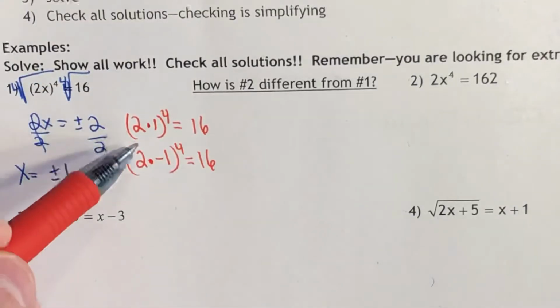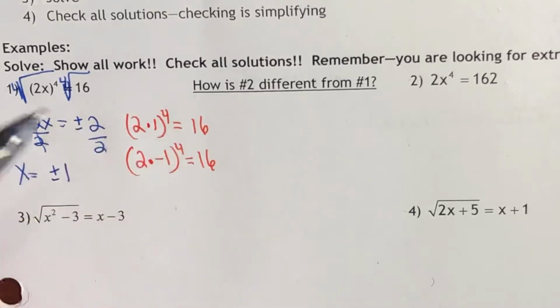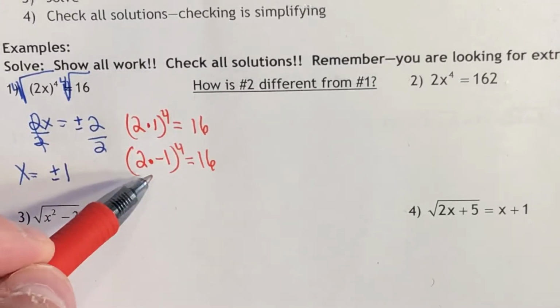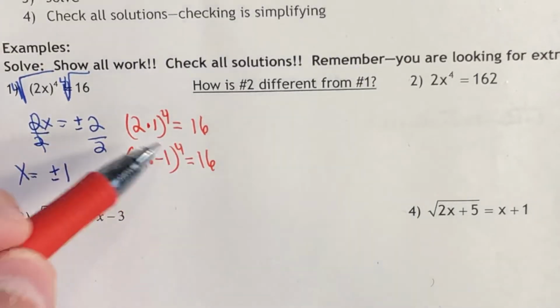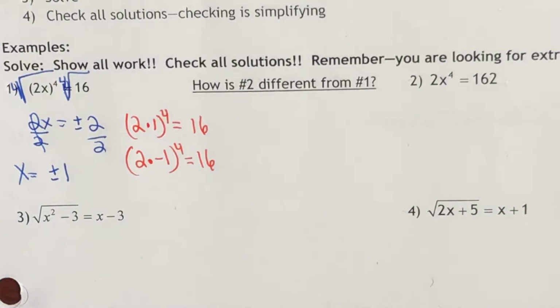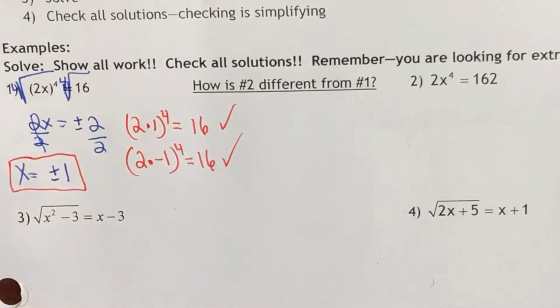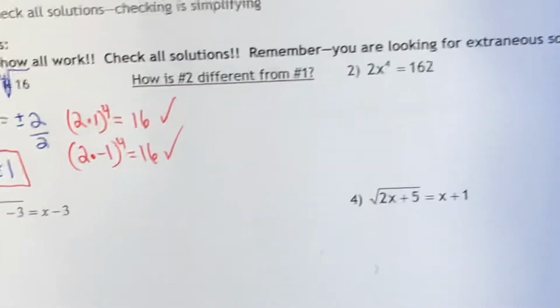All right, so the top one, 2 times 1 is 2. 2 to the 4th, sure enough, 2 times 2 times 2 times 2 makes 16. 2 times a negative 1 is negative 2, so negative 2 raised to the 4th power. Negative 2 times negative 2 is a positive 4, times another negative 2 is a negative 8, times another negative 2, yes, is a positive 16. So both of them check. So a positive 1 and a negative 1 is the solution to that. Okay? All right, moving on.